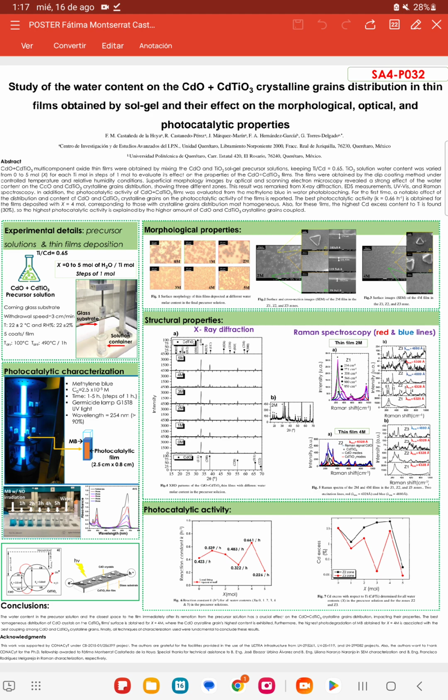The best photocatalytic activity is obtained for the films obtained with X equals 4 mol, corresponding to those with the most homogeneous crystalline grain distribution. Also, for these films, the highest cadmium excess content relative to titanium is found, so the highest photocatalytic activity is explained by the higher amount of cadmium oxide and cadmium titanate crystalline grains coupled.